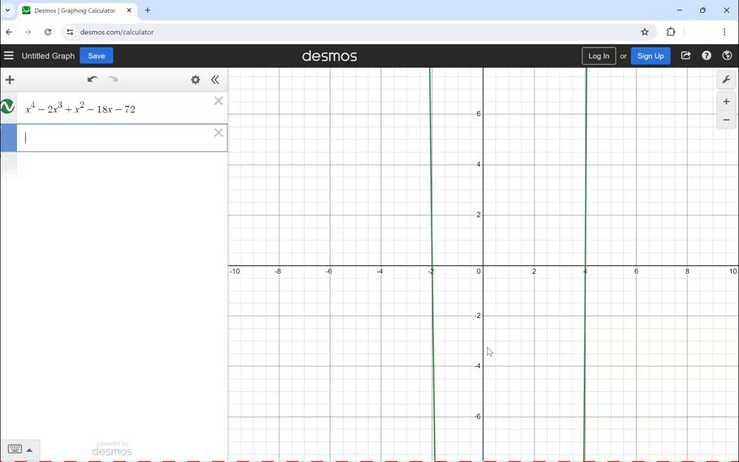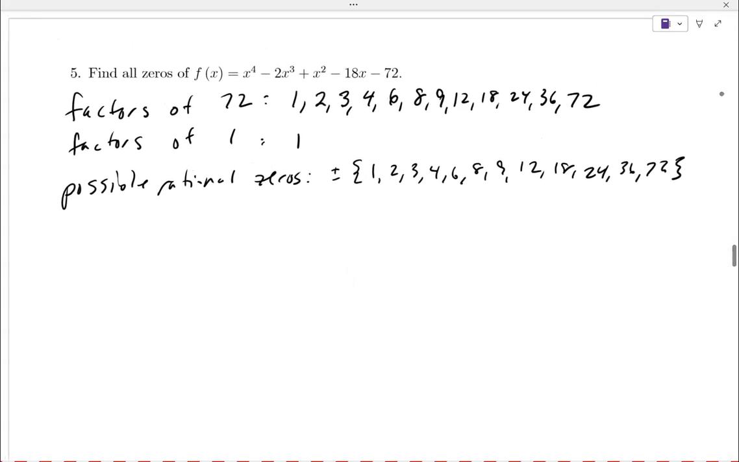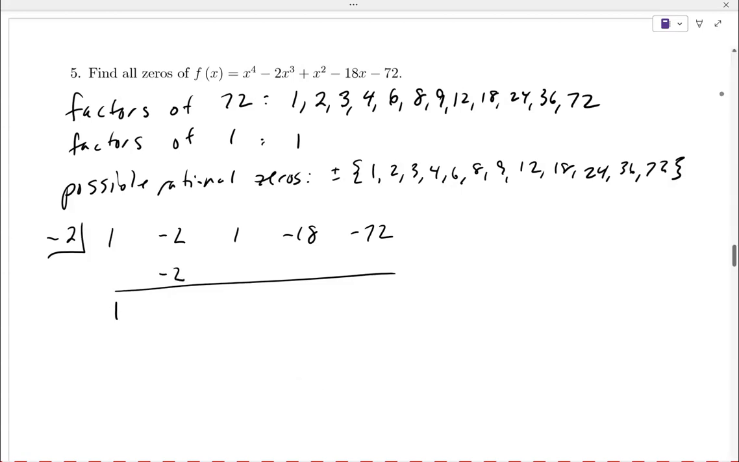What are they? Negative 2 and 4, right? We don't need a fancy graph. We just need a couple, right? Okay. Negative 2 and 4, we said work. All right, so let's go over here. Let's use negative 2 to start with. 1, negative 2, 1, negative 18, negative 72. Bring down the 1. Multiply, we get negative 2. Add, we get. Multiply, we get. Yeah, it's 8. And then add, we get 9.